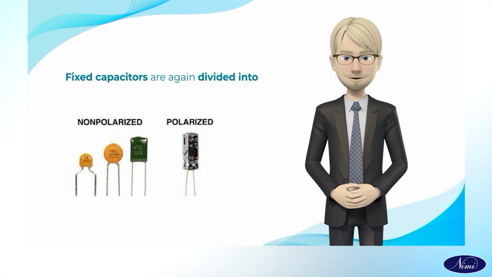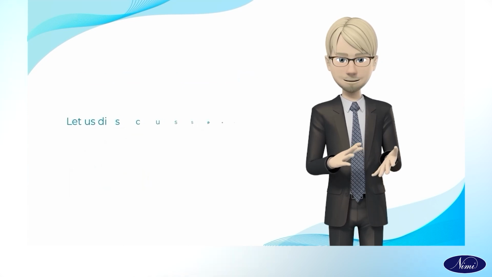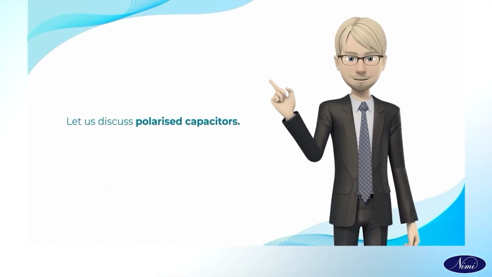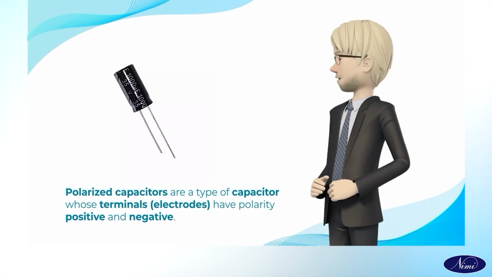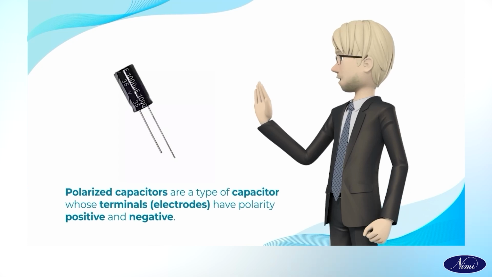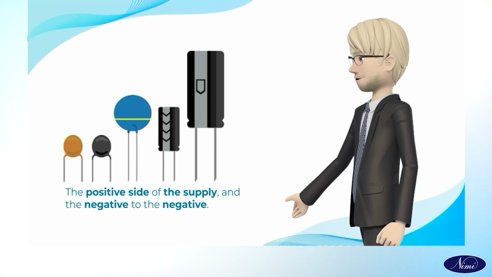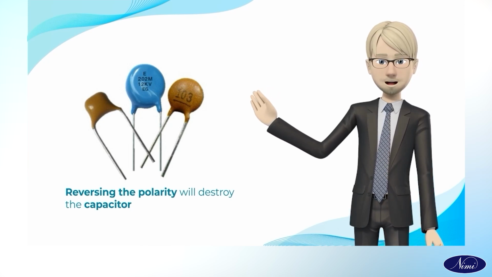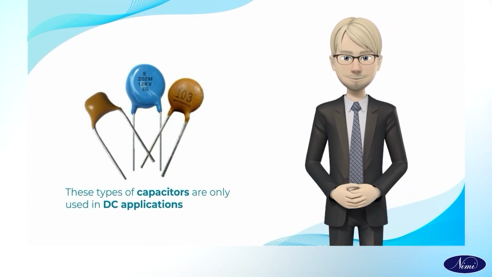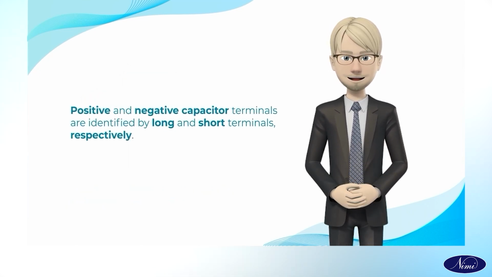Fixed capacitors are again divided into polarized and non-polarized capacitors. Let us discuss polarized capacitors. Polarized capacitors are a type of capacitor whose terminals, or electrodes, have polarity, positive and negative, figure 12. The positive terminal should be connected to the positive side of the supply and the negative to the negative. Reversing the polarity will destroy the capacitor. These types of capacitors are only used in DC applications. Positive and negative capacitor terminals are identified by long and short terminals, respectively.